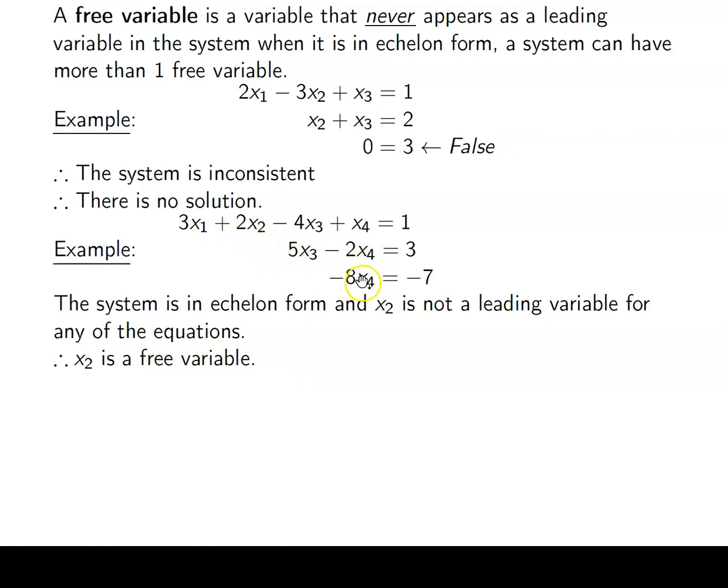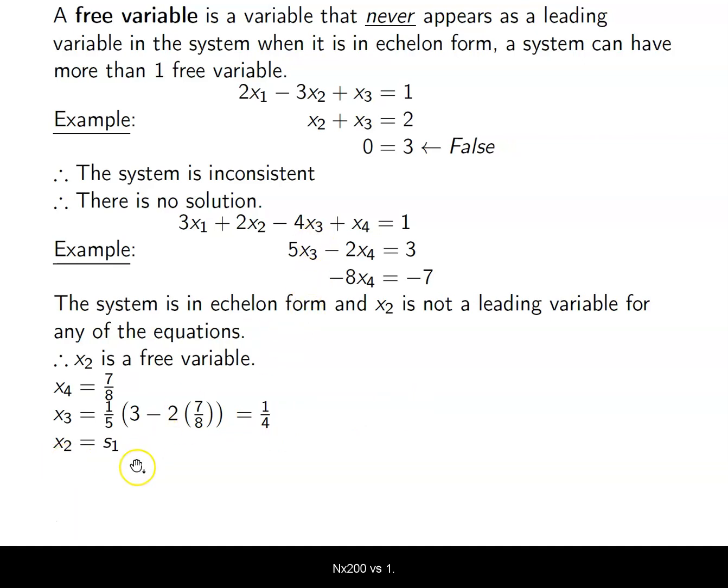x1 is going to depend on what I choose for x2. So x4 I can solve for. x4 will always be 7/8. x3, so 3, move this over, right? Plus 2 times 7/8. Oh, that should be a plus, you guys. Apologies. I'm sure the math is fine though. Okay, that would be 1/4.